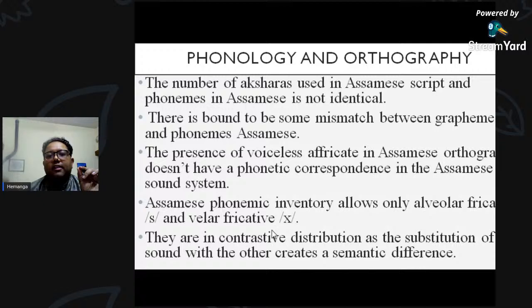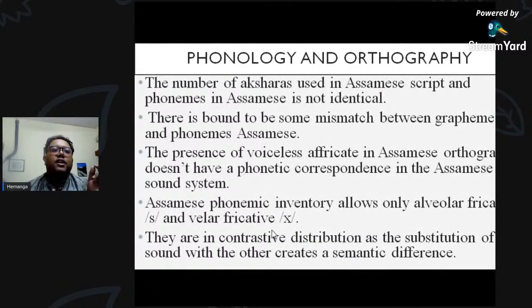Recently, we have found some studies of Telugu sounds. The Telugu retroflex sounds are very much dropped by the youngsters of the population. So in this way, I'm also trying to think that maybe the Assamese young generation is trying to adapt the voiceless affricate sound in Assamese speech, not only in orthography.